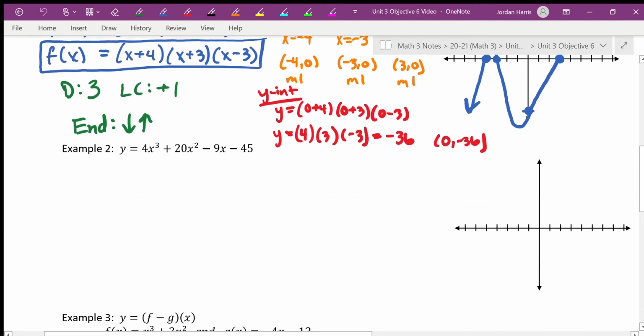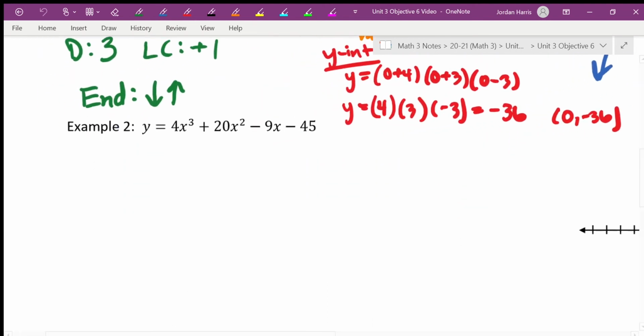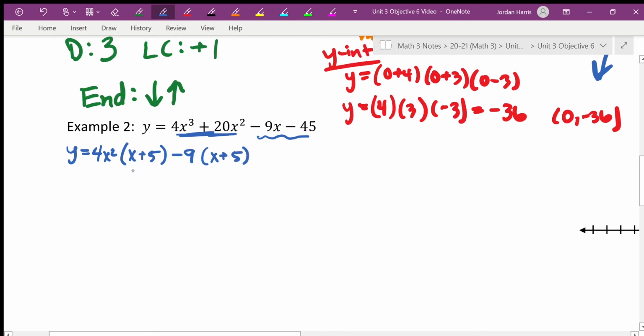Example 2. First, we check for a GCF between all the terms. Nothing in common, so it's 4 terms. That means we're grouping again. So this time I get y equals, the first group has 4x squared in common, so x plus 5. The second group has negative 9 in common, also x plus 5. Remember, it has to be the same. If it's not, something's wrong. So I get x plus 5, 4x squared minus 9.